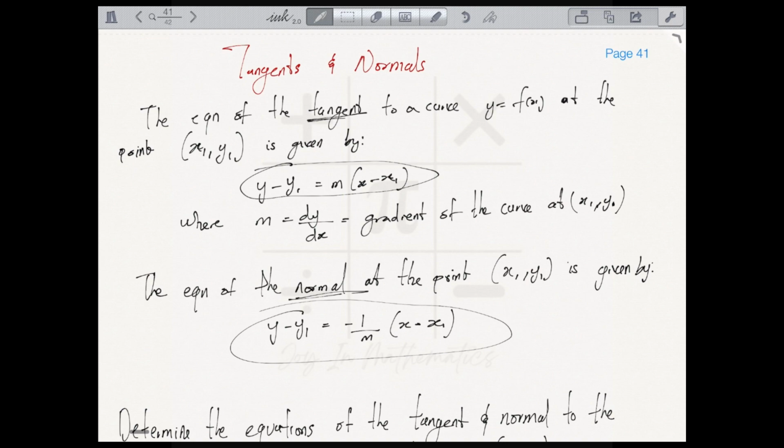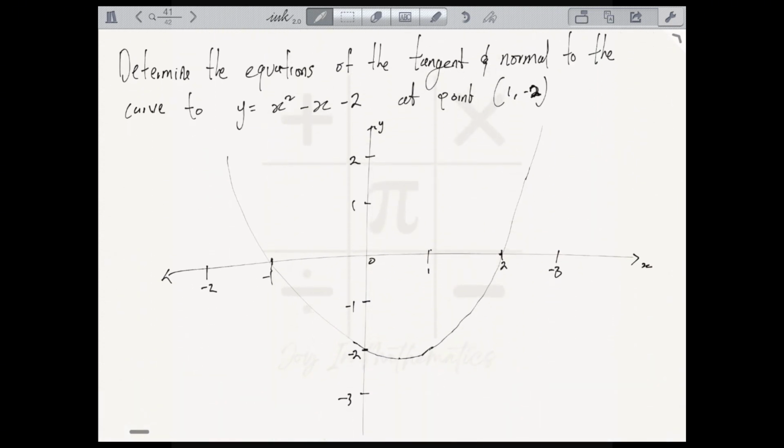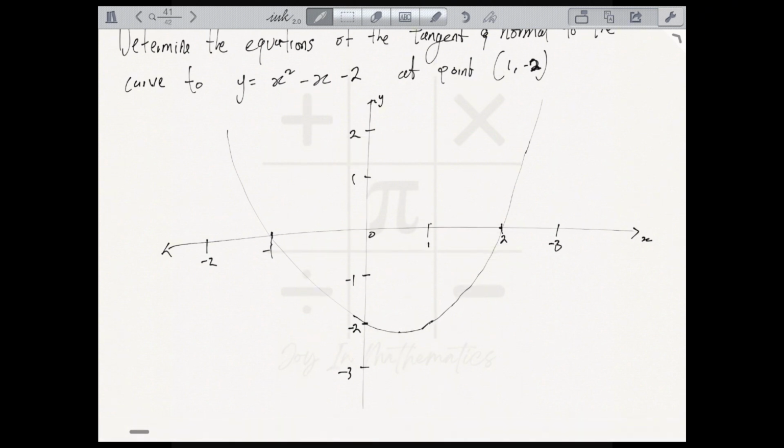Now, we have a question. It says determine the equations of the tangent and normal to the curve y equals x squared minus x minus 2 at the point (1, -2). So I've taken our time. This is the sketch of the curve, just a sketch of the curve.